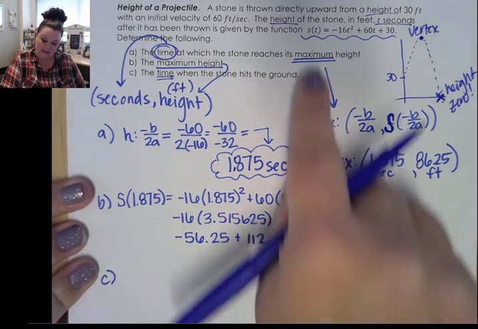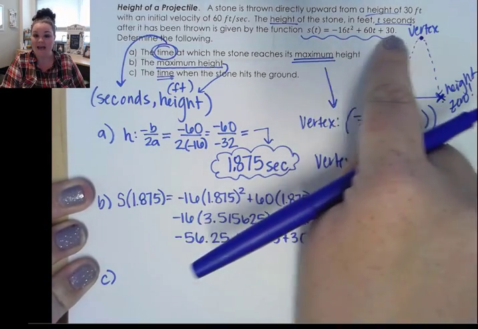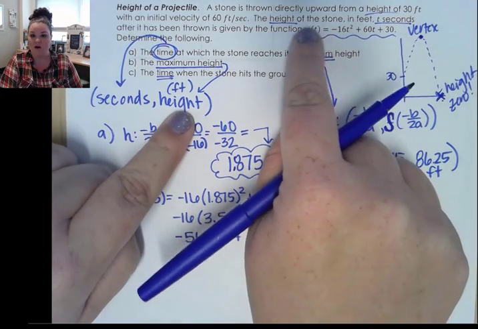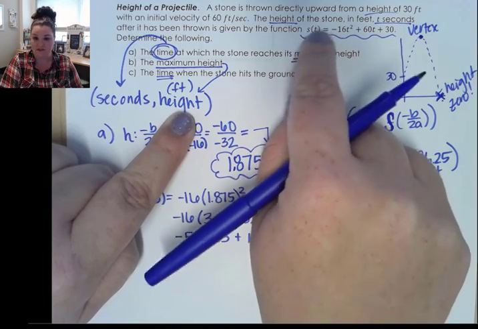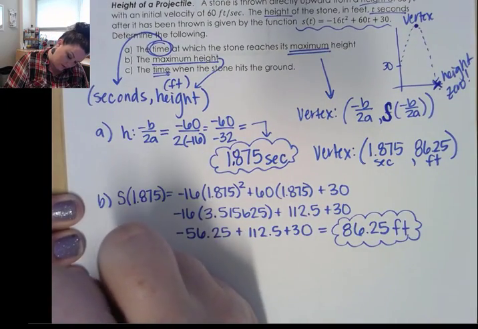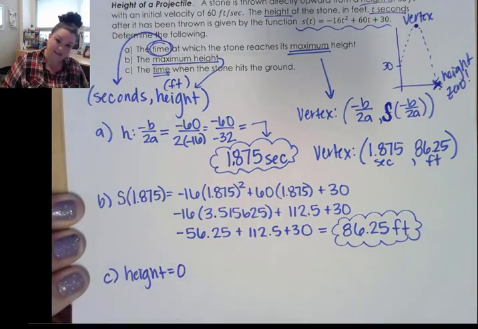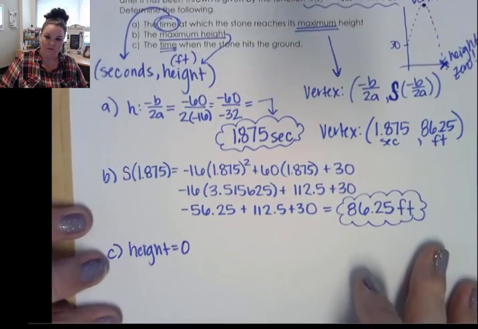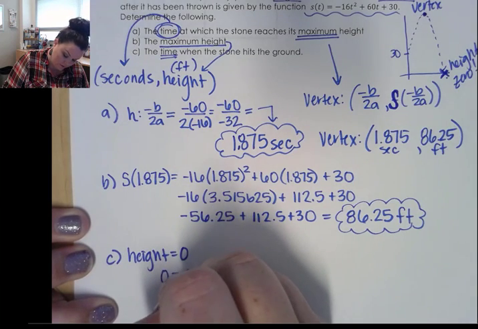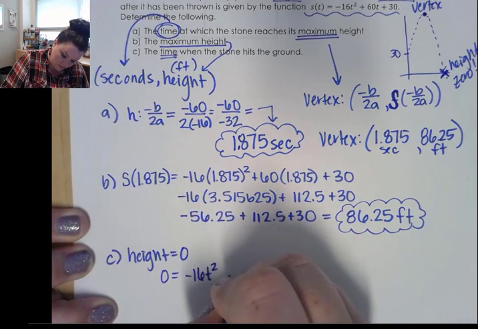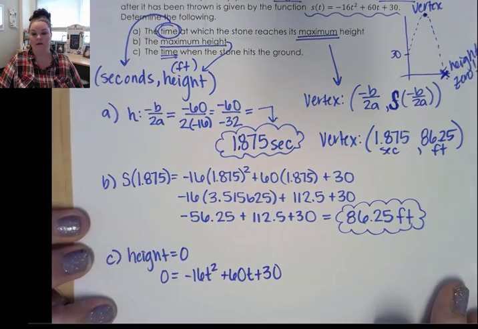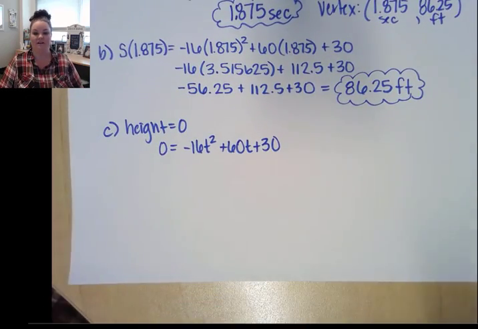So I'm just going to take this function and set the height equal to 0. Remember, the height is our y value, or our s of t. Our output gives us our height. So I'm just going to set this whole thing equal to 0. So we know that the height is equal to 0. So we're going to go ahead and write, oops, I don't know if I can get it all on here. Our function: 0 is equal to negative 16t squared plus 60t plus 30. All right? So we set it equal to 0, and now we just need to find the time in which that happens.